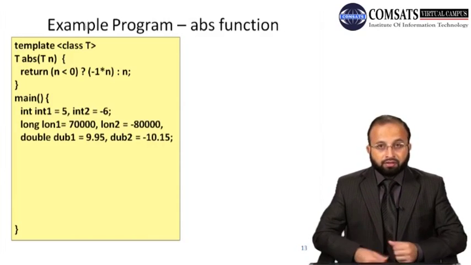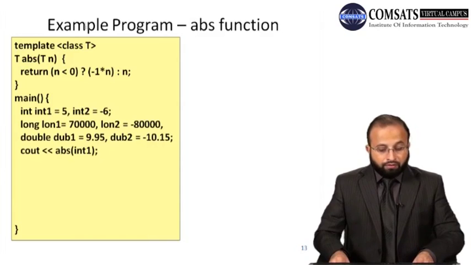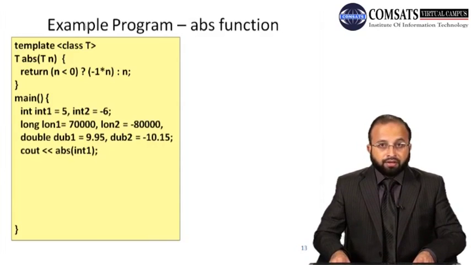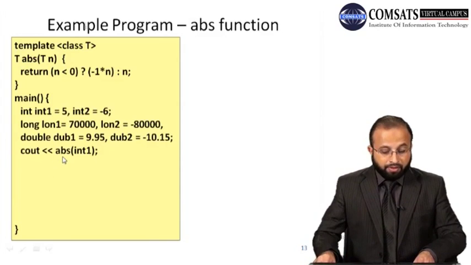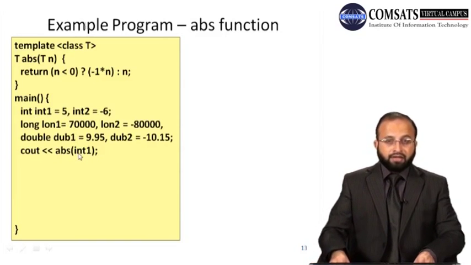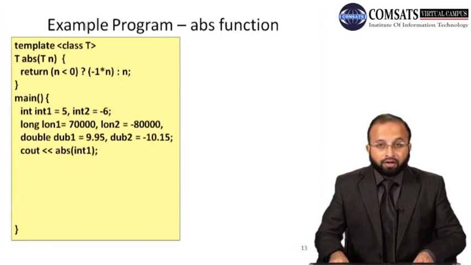And now we start calling the function abs. So we call the function abs in the cout statement. So ABS function कॉल हुआ है. Now it checks the type of int1 parameter. int1 parameter किस टाइप का है? Integer टाइप का है. So the compiler will create or instantiate the ABS version of the function with int type parameter from the ABS function template.